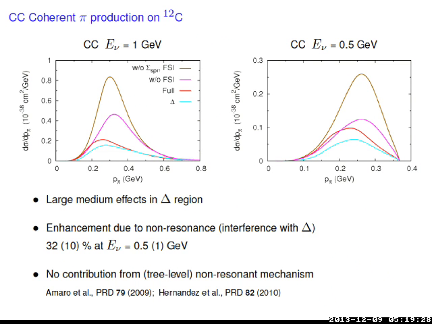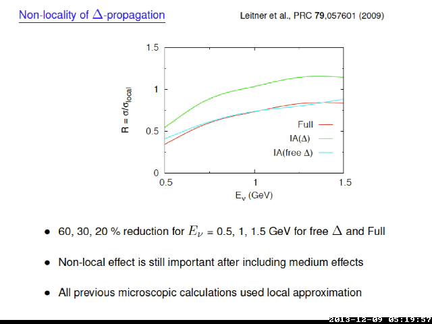And for the lower energy side, this non-resonant mechanism looks pretty important. There is a 32% increase due to the non-resonant mechanism. This is a different feature from the other calculations. And this is what I said about non-locality. Oh, Uri has gone. This is what Uri always emphasized, and he and Tina Leitner pointed out this point at first.